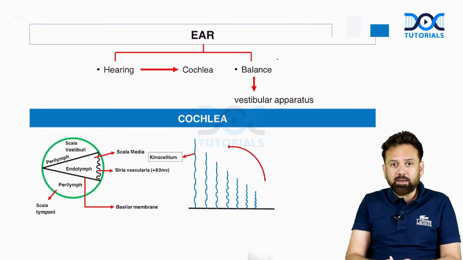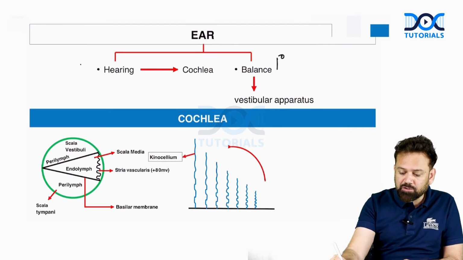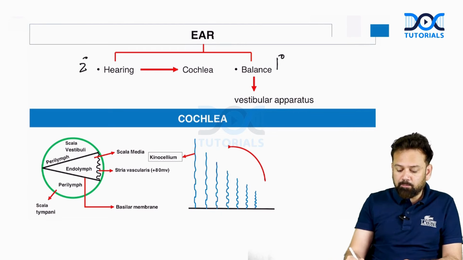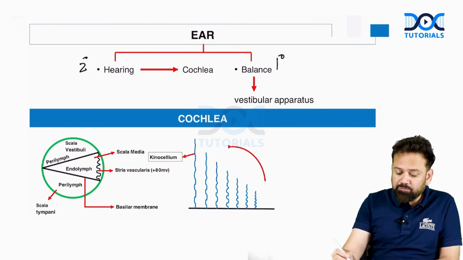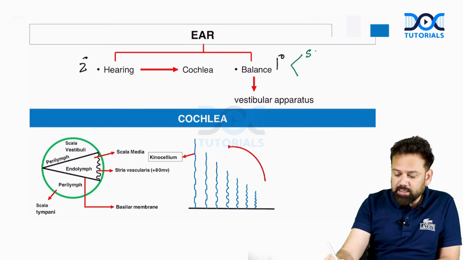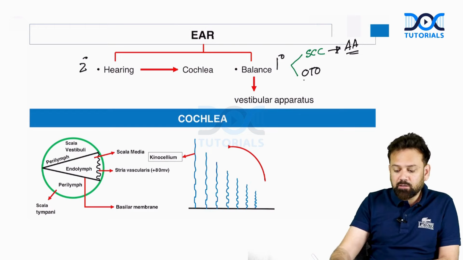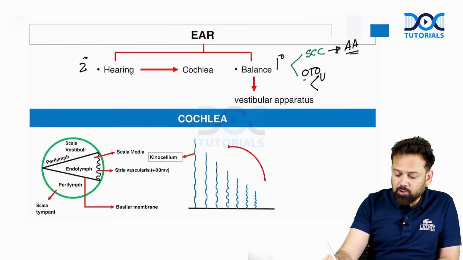Ear, hearing, and balance. Balance is the primary function. Hearing is the secondary function. For balance, we have the vestibular apparatus. In the vestibular apparatus, we have the semicircular canal, and we also have the otolith organ. Semicircular canals sense angular acceleration.